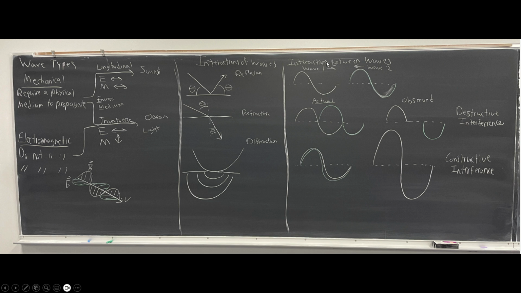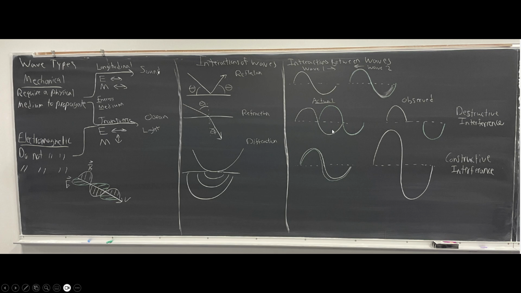Now, there's also interactions between waves, not just a wave and a material, but wave and another wave. Let's say we have one wave looking like this, and it's propagating to the right. And then we have wave 2 that looks like this, and it's propagating to the left. Well, let's look at the point where the negative polarity of this first wave and the positive polarity of this second wave are overlapping. Well, that's what's actually happening.